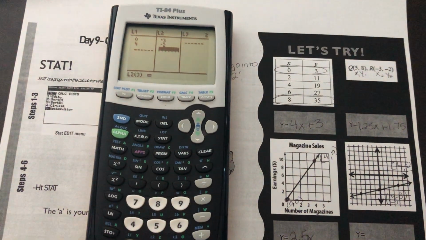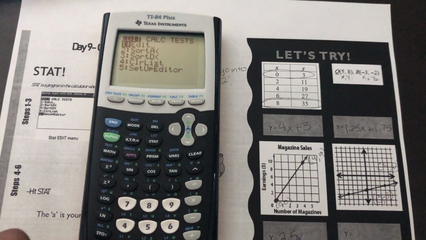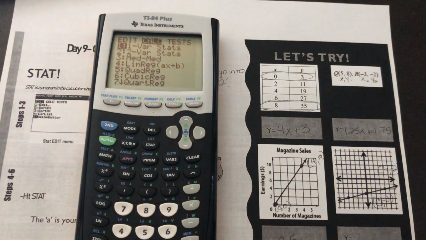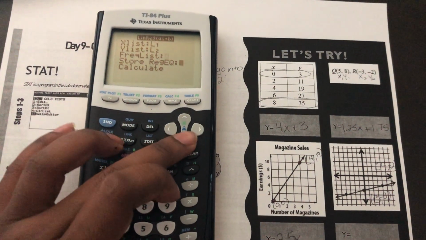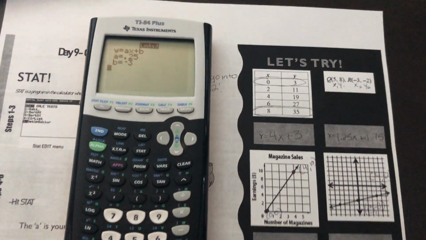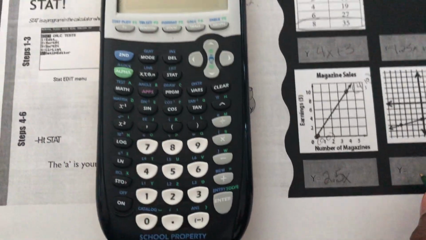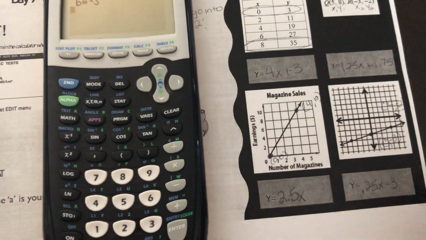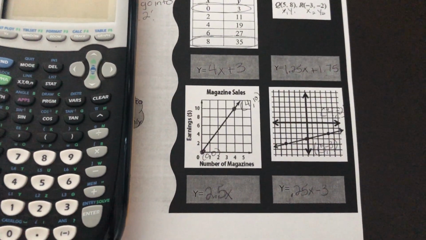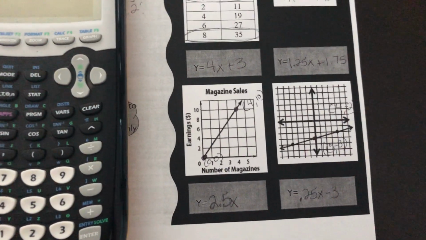So what button do we press? Stat again. Where do we go next? Calc. What button do we press? 4, and then go all the way down to calculate. There you go. There is your equation. So y equals 0.25x minus 3. There you go. So I'll go over part 2. It's not as strenuous, but I'll go through part 2 in just a second.